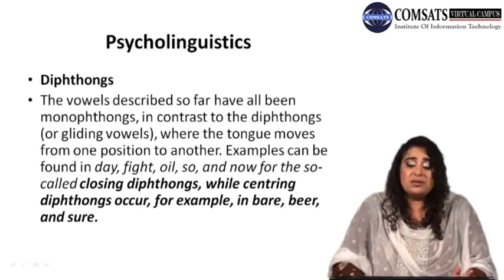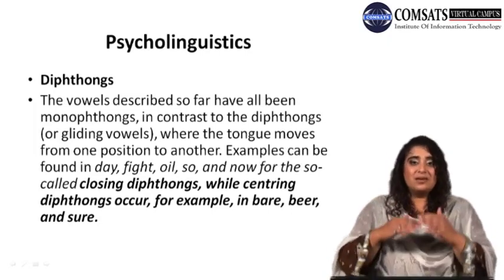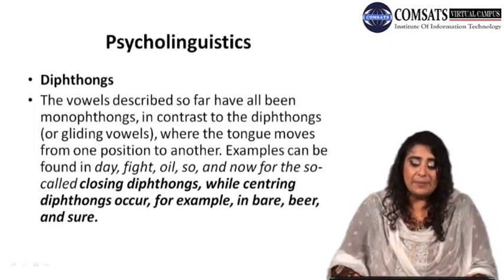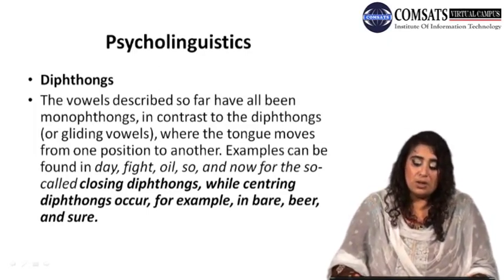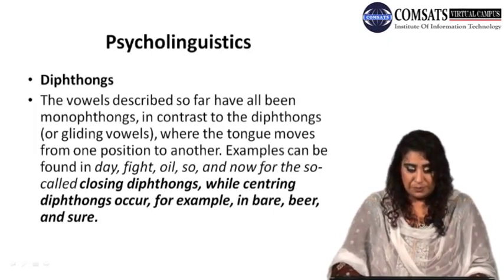Diphthongs. Now, what are diphthongs? We've given a brief explanation for that. The vowels described so far have been monophthongs, in contrast to the diphthongs or gliding vowels. Now where the tongue moves from one position to another, gliding, कि वो slightly glide कर रहा है, move कर रहा है. Examples can be found in day, fight, oil, so, and now for the so-called closing diphthongs. While centering diphthongs occur, for example, in bear, beer, and shore.